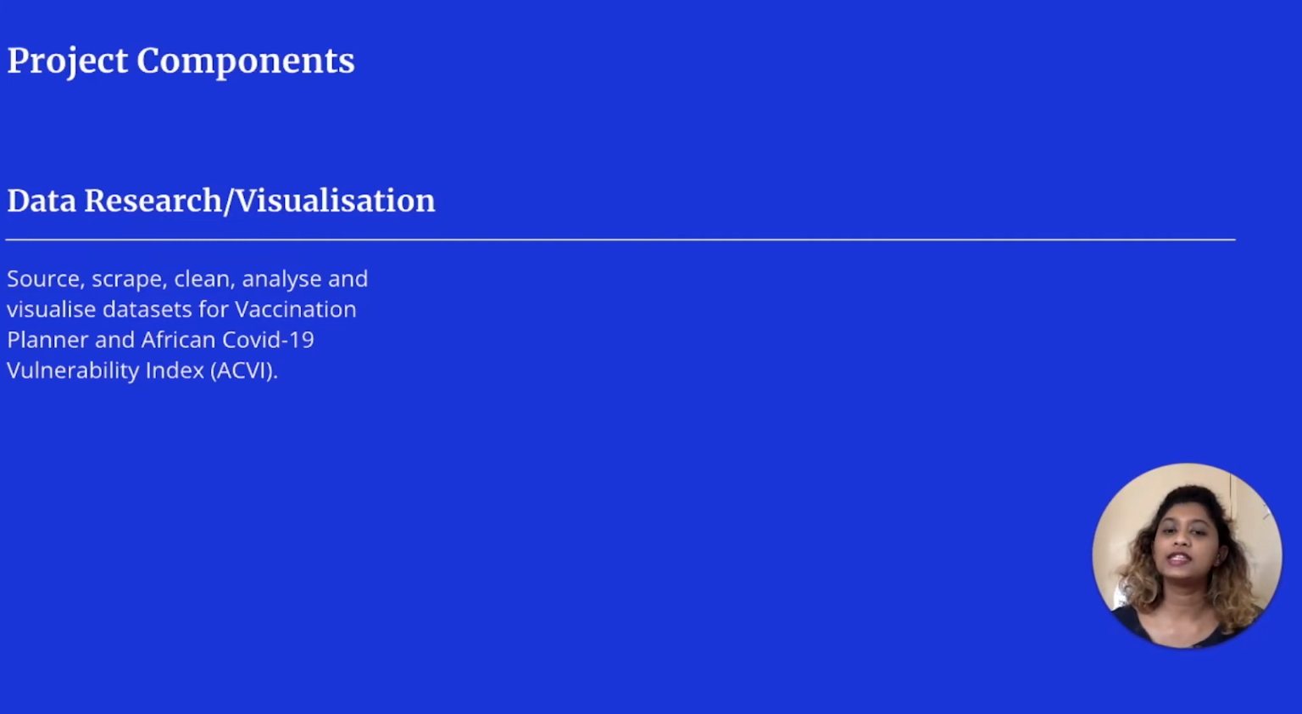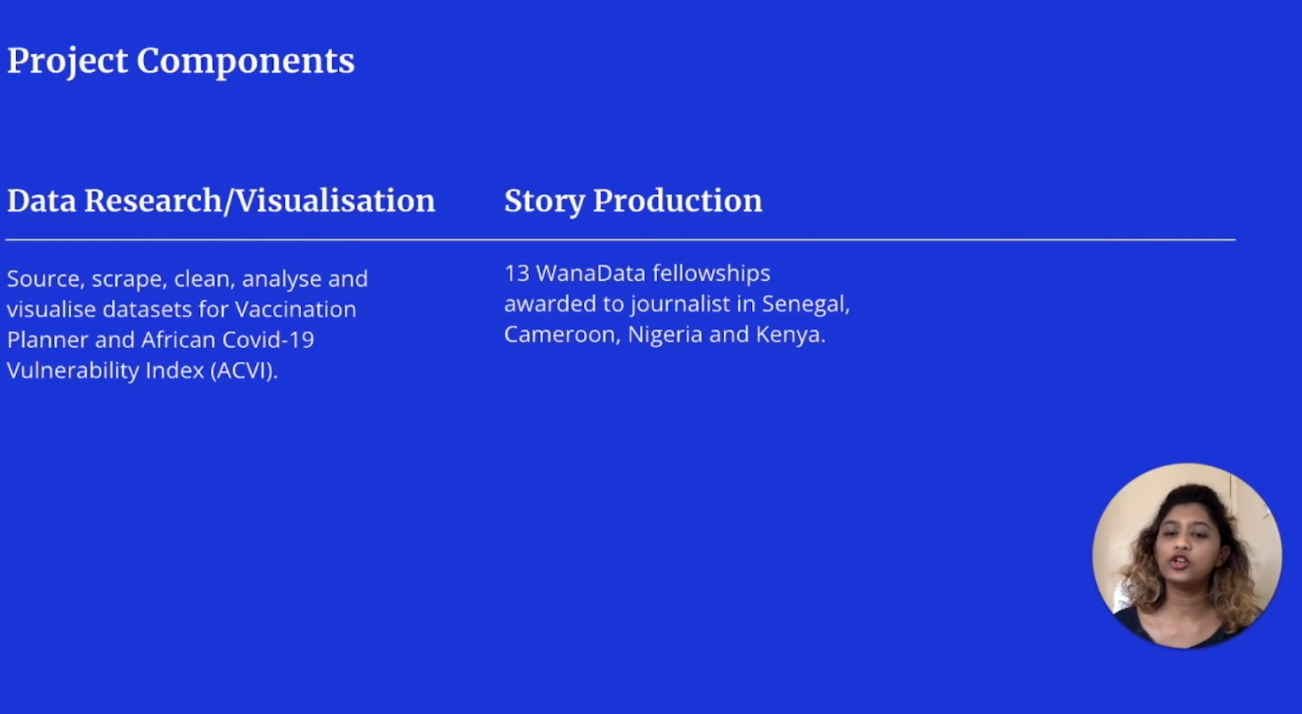Vaccination uptake is still low in Africa, so we also wanted to pay attention to vulnerability and calculated the African COVID-19 Vulnerability Index. The datasets used were then made into interactive visualizations. We offered Wonder Data fellowships to journalists to report on the vaccination rollout in their country. Wonder Data is a Code for Africa initiative that is a network of female-only data scientists, storytellers, technologists, and designers.